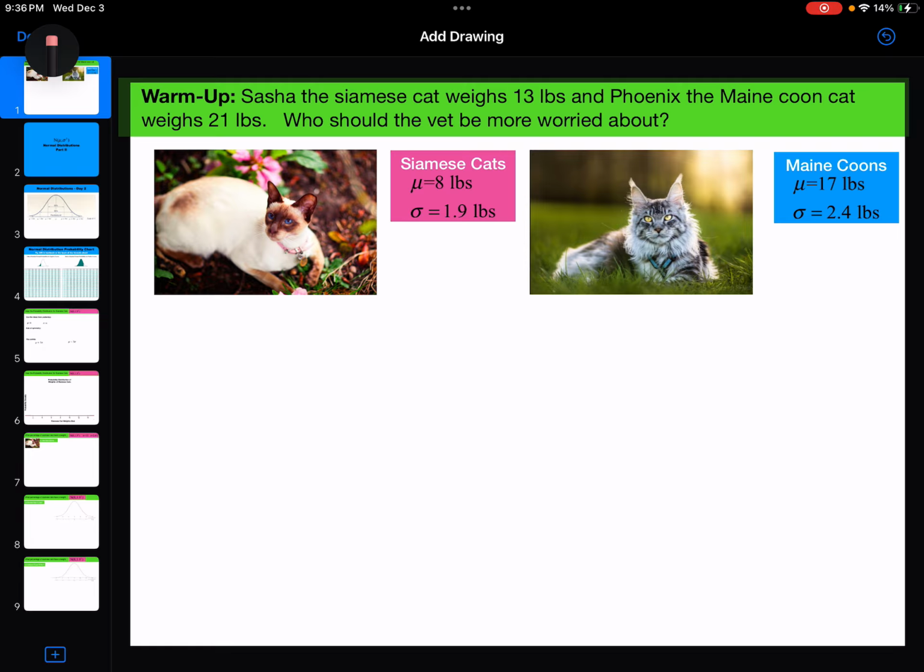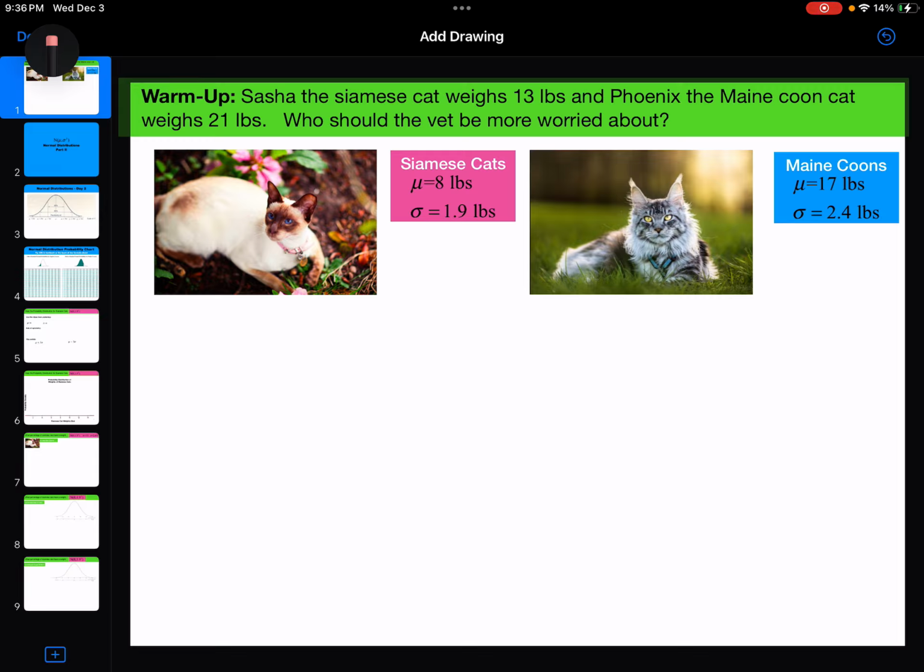So in this case, you can see in the pink and blue boxes that they give you the data for the overall population of that particular type of cat. So Siamese cat has a mean of 8 pounds and a standard deviation of 1.9 pounds. Whereas a Maine Coon cat, much bigger cat, has a mean weight of 17 pounds and a standard deviation of 2.4 pounds. And just a reminder again that standard deviation measures the spread of the data.